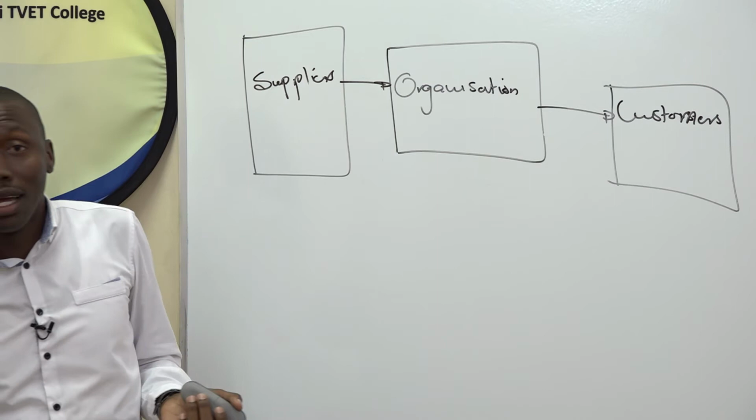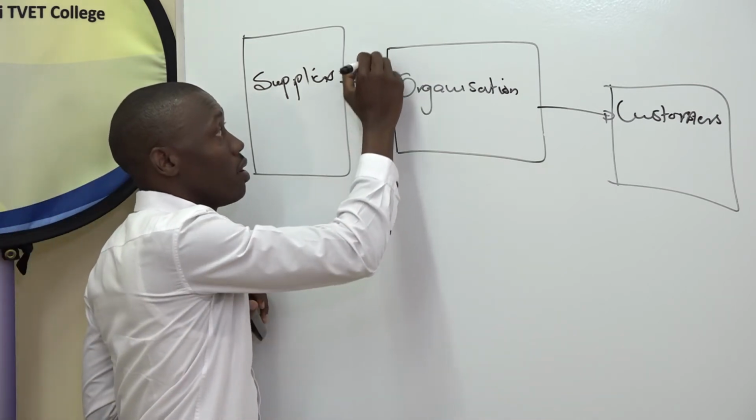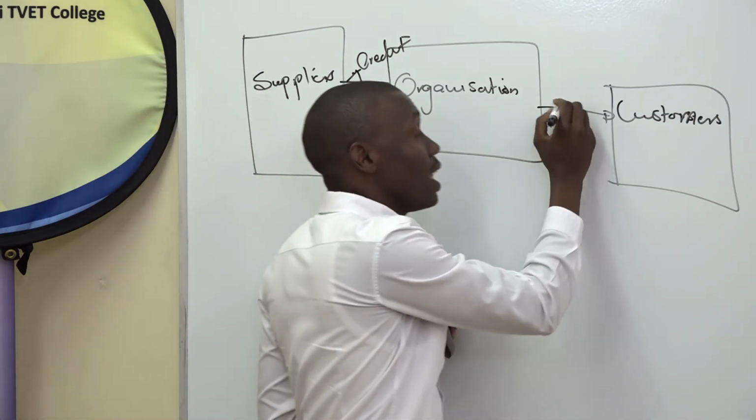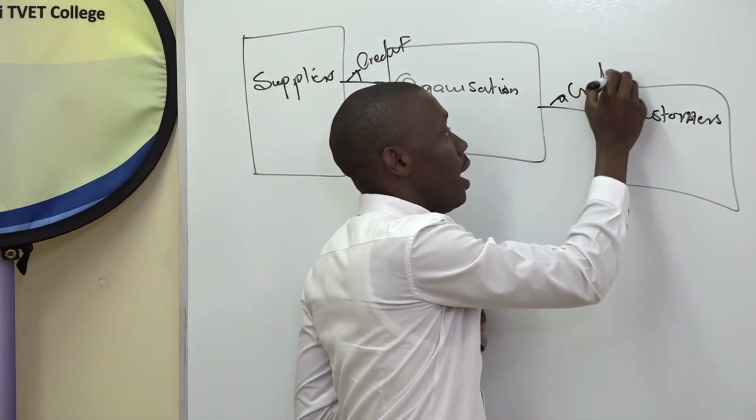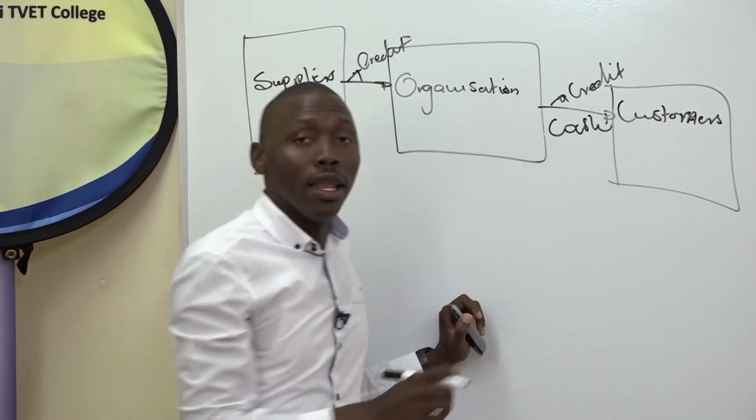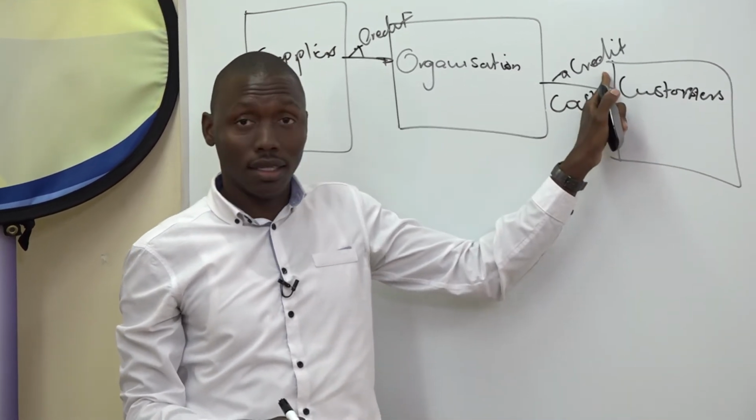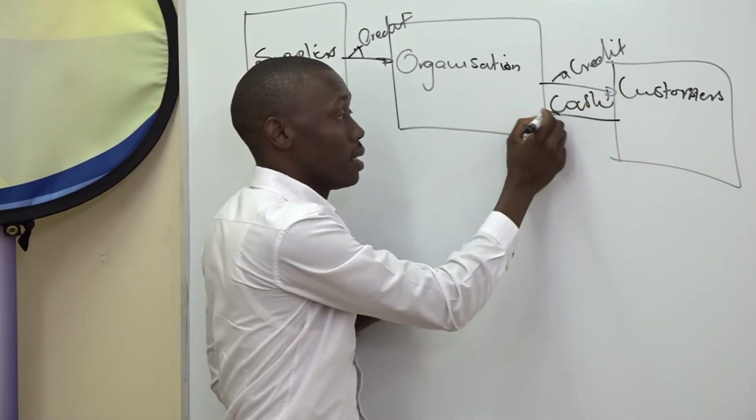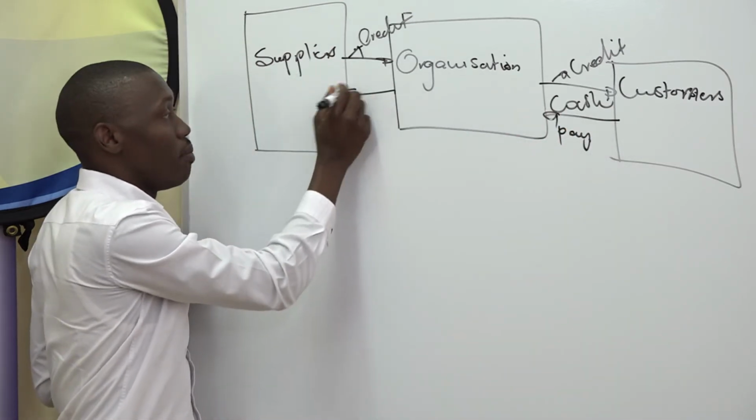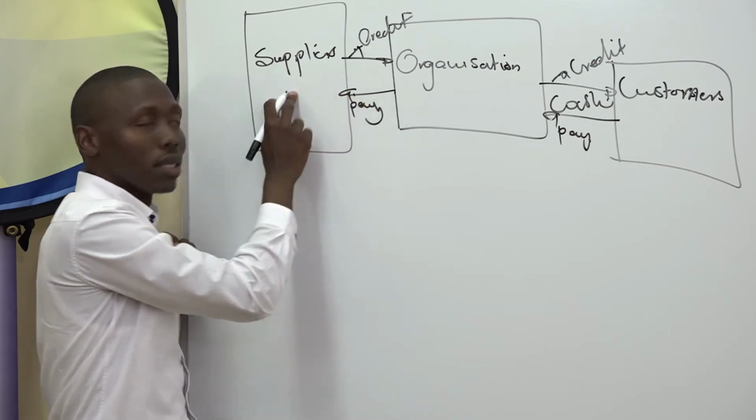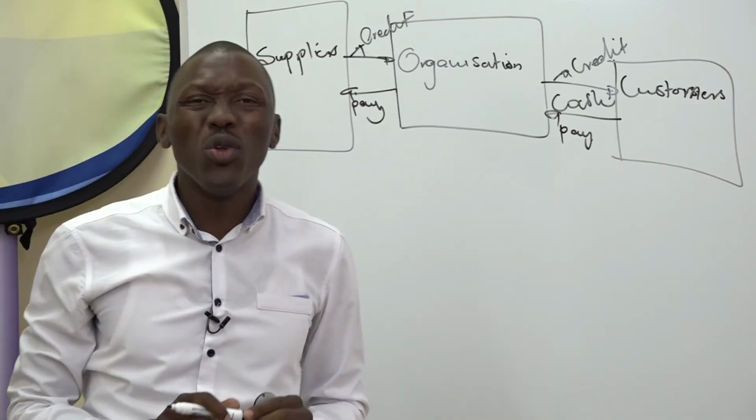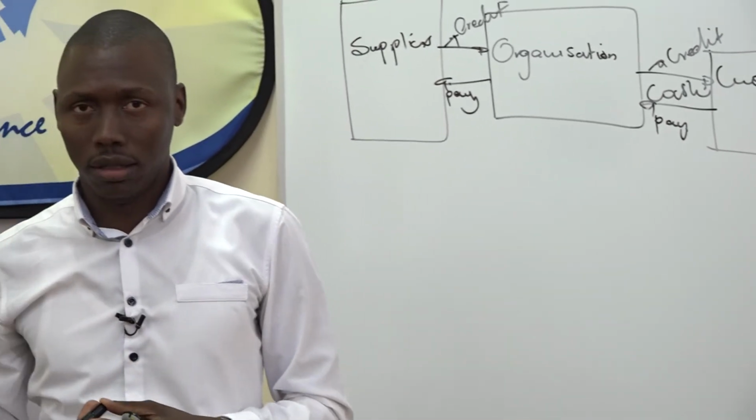At some stage, they provide us with the product on credit, and we also sell the product on credit. At other times, we sell the product for cash. When we sell the product on credit, when they pay us, we then go back and pay our suppliers. So it is important to keep and win the trust of these stakeholders.